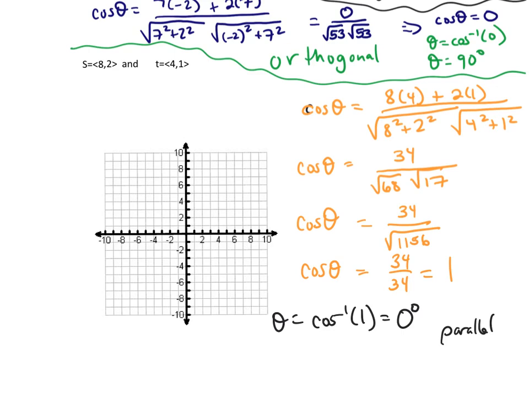And if I were to graph this one, just to show you, we have 8, 2, a vector that goes this way, and 4, 1, a vector that goes this way. You can see that they're pointed the same direction, so thus they're parallel. So finding the angles between them is just using this one formula, just a neat application of the dot product.